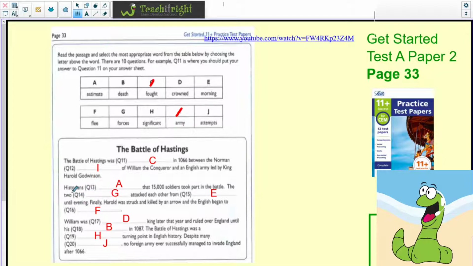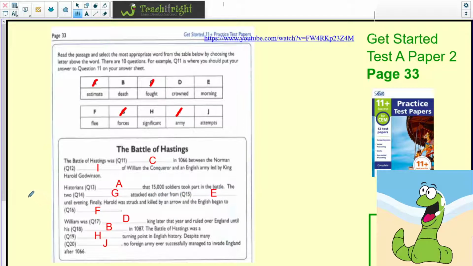So, historians something that 15,000 soldiers took part in the battle. Now, 15,000 is obviously probably a number that has been rounded. So this is more like a guess really, but you're trying to be reasonably accurate, but it's really an estimation. So let's have a look. Is there a word that's... Yeah, there we are. We've got estimate. The two forces attacked each other from something until evening.